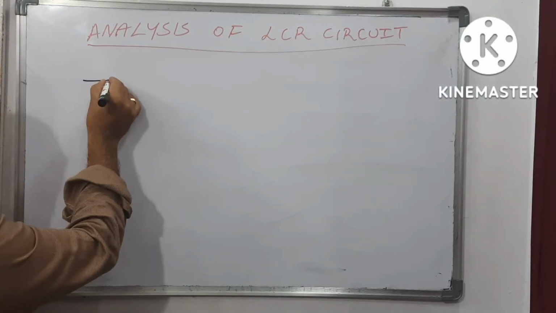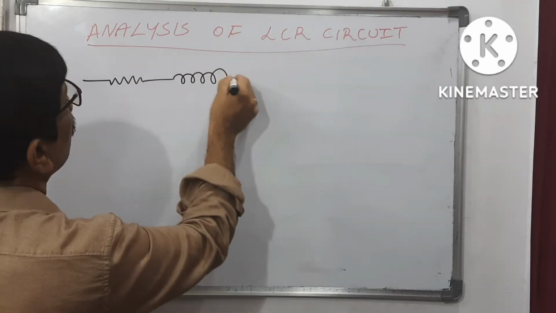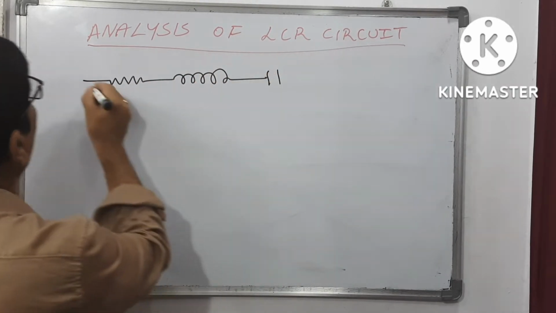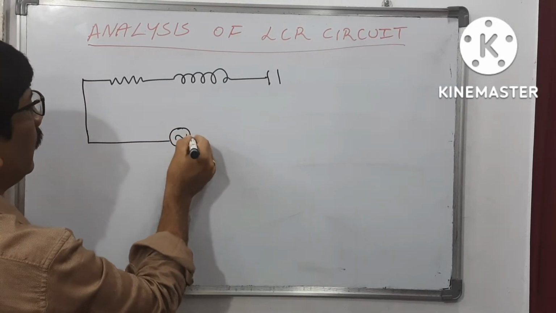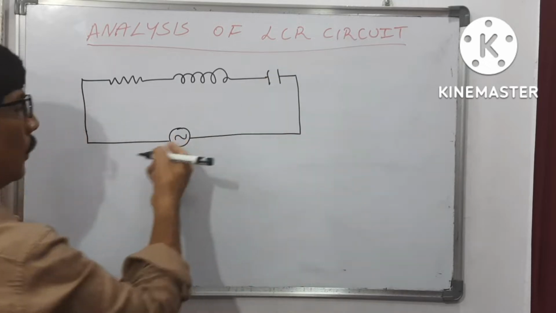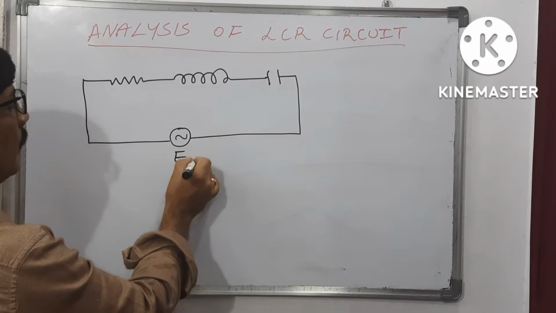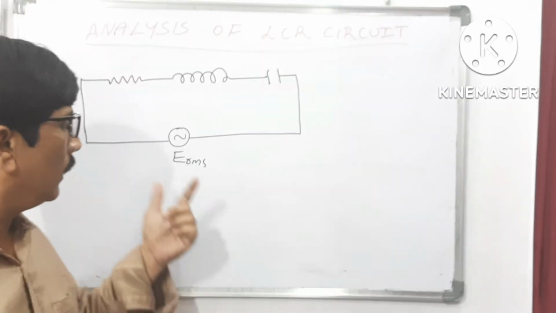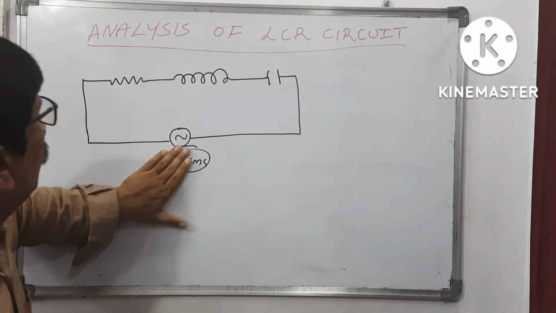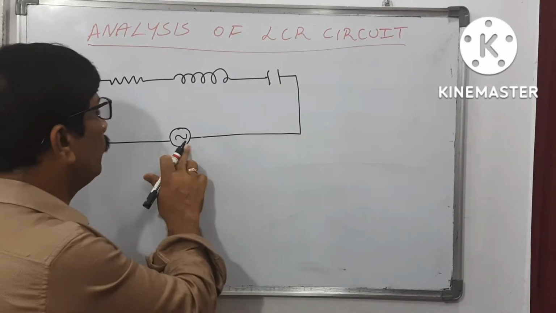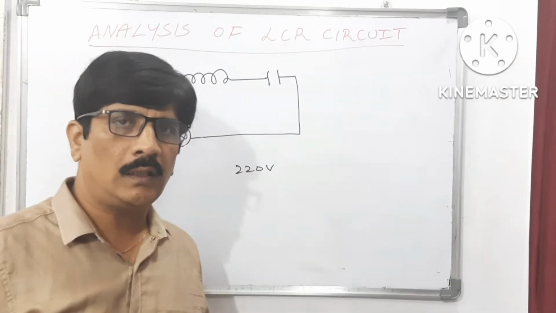Now you take one resistor, one inductor, one capacitor in series combination. If they are connected to AC source of electromotive force E RMS. When electromotive force of any source is given, definitely it is RMS value. Peak value we need to find out. For example, in our house we are using 220 volts of electromotive force AC EMF.